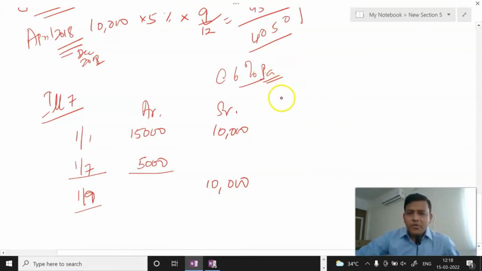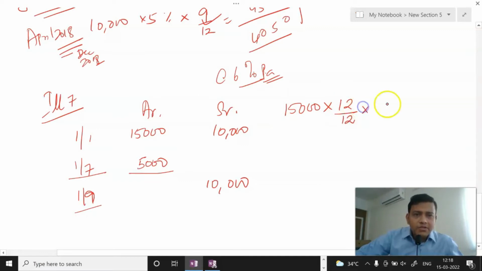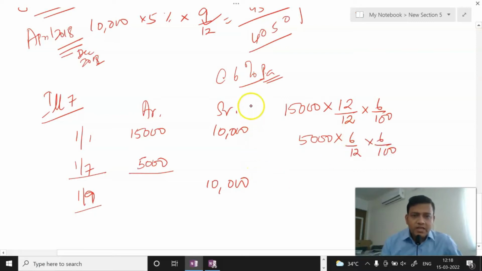Coming to this point, Arivaragan's capital of 15,000 is there for how many months? 12 months. So 12 by 12 into 6 by 100. Then Arivaragan is introducing 5,000 in the month of July. Till December we have to calculate: July, August, September, October, November, December, 6 months. So 6 by 12 into 6 by 100. This is for Arivaragan's interest on capital.